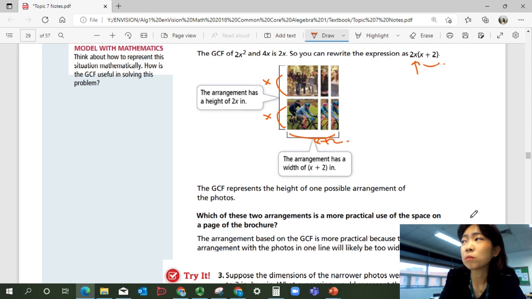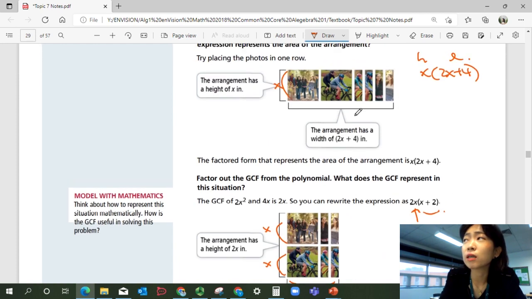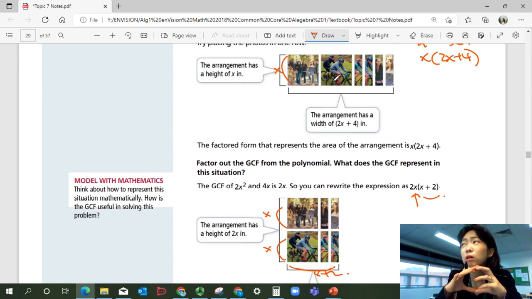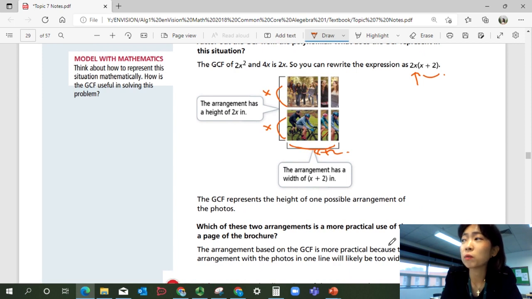Alright, so which of these two arrangements is a more practical use of space on a page of a brochure? Look at the top one. The top one is longer horizontally, right? The bottom arrangement is more rectangular, which is closer to a regular paper size. So the second one would be more practical, because the arrangement with the photos in one line will likely be too wide for one page to be printed out. Right? So looking at different arrangements with different expressions will give you some options, and looking at those options, you'll be able to determine which one would be more practical in this scenario.